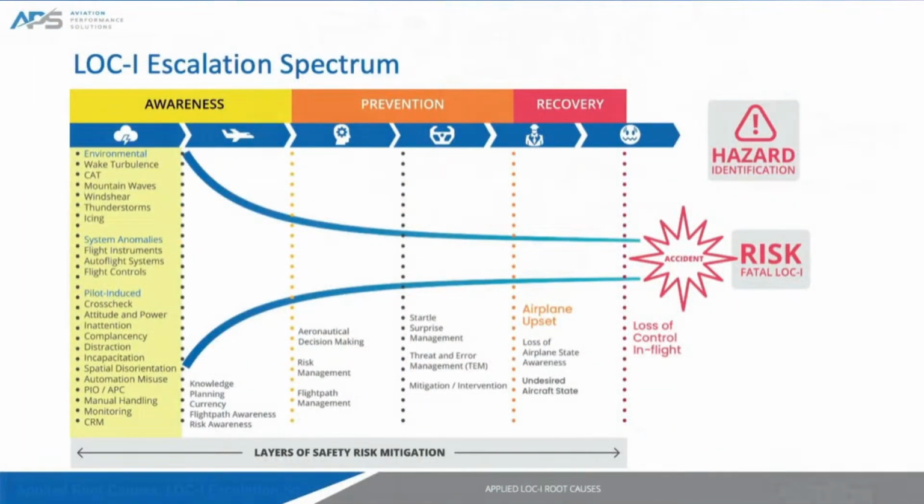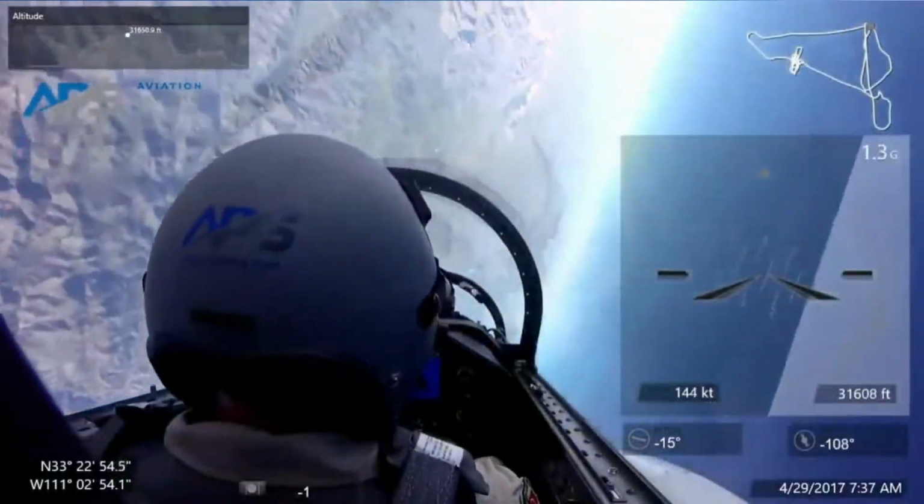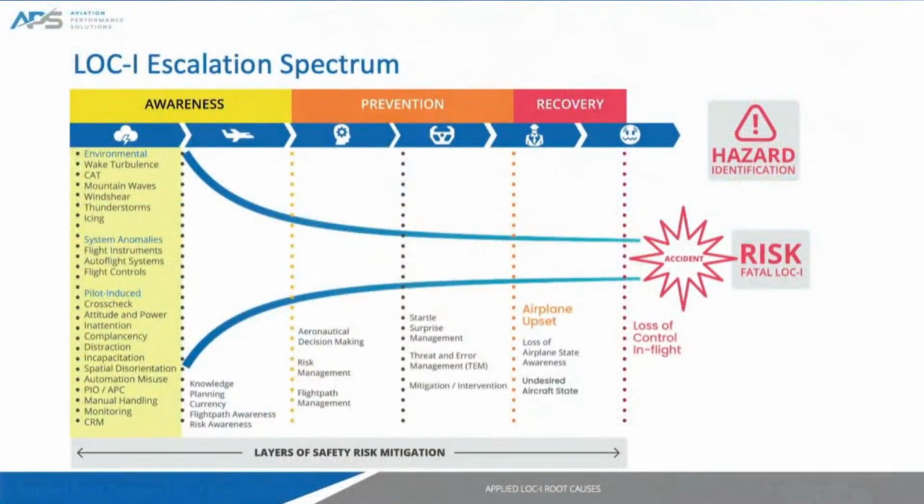Now, in that vertical orange dotted line, we can see the airplane upset. That's a term that's relatively common now. It can also be referred to as loss of airplane state awareness or an undesired aircraft state. The point is now the airplane is in a condition that was unintended, and should it continue, there's going to be an extreme manifestation of a deviation from the intended flight path, which is the definition of loss of control in flight.